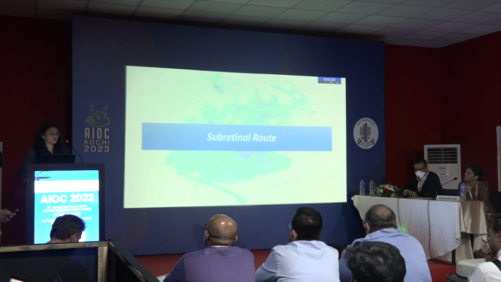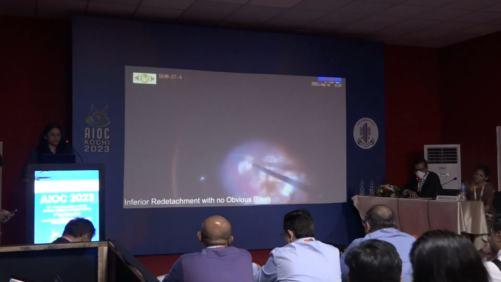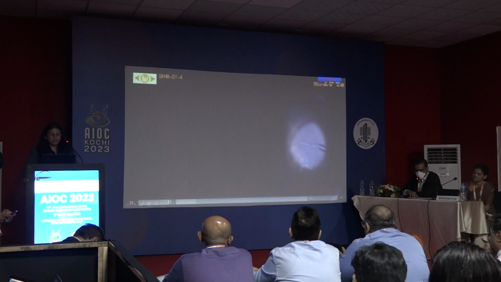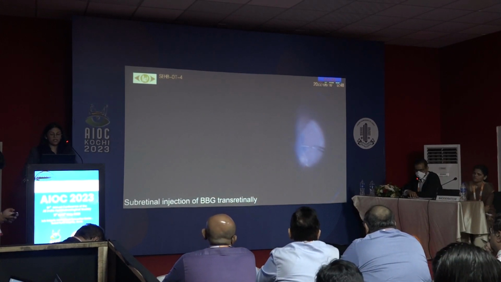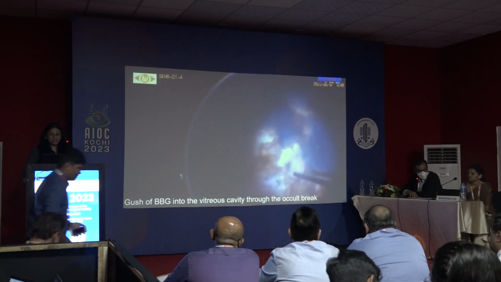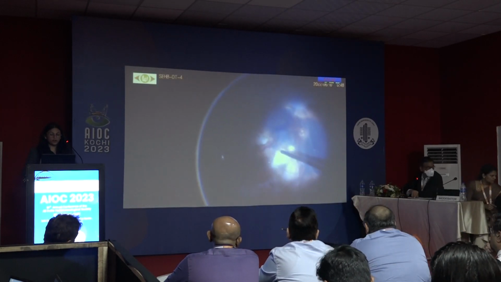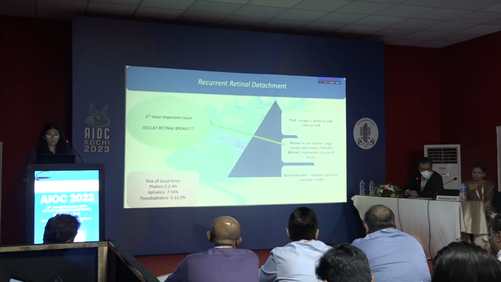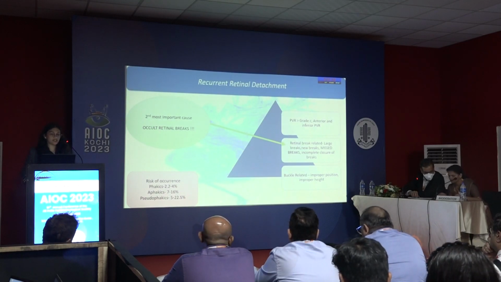For the subretinal route, you can use the commonly available cannulas, either the imported or the Indian ones. In this case, there's an inferior recurrent retinal detachment. The subretinal cannula is being used transretinally. BBG is being injected, and there is a plume coming out into the vitreous space. To delineate the break more clearly, we are using PFCL, and we can see the break at the margin of the PFCL bubble. So, occult retinal breaks form the second most important cause of recurrent retinal detachments.